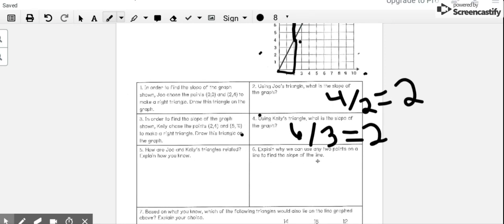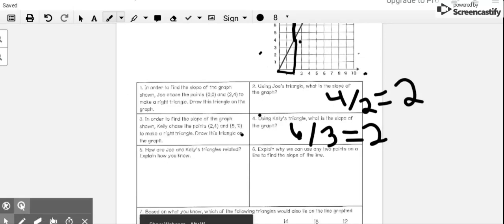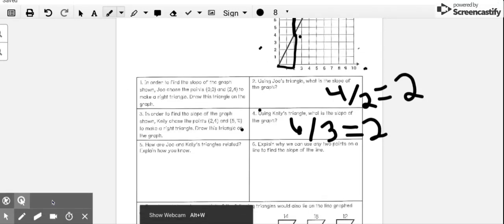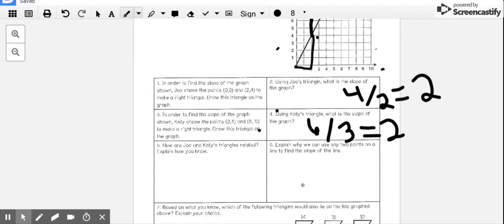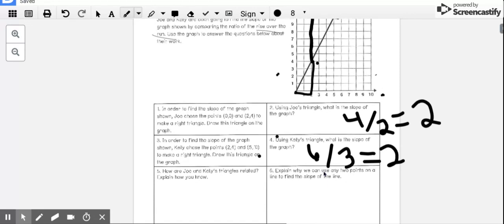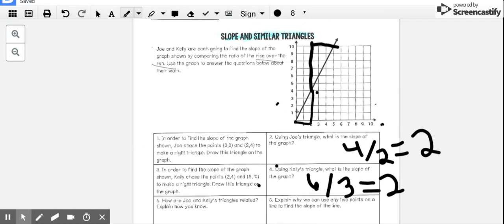So why is it that we can use any 2 points on a line to find the slope? Pause and think about that for a second. So you should have said something, and you need to write this down, about you can use any 2 points because the line is constant. The slope is constant the whole time. So it doesn't matter which we use. The rise over run is going to be the same regardless because the slant just keeps going at the same rate.